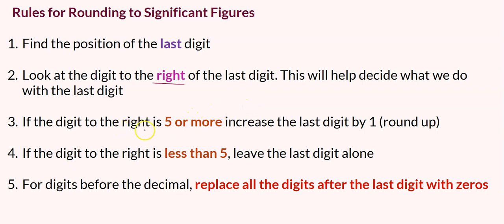If the digit to the right is 5 or more, we have to increase the last digit by 1, which we also call rounding up. But if the digit is less than 5, we have to leave the digit alone. Now here's an important point to make. For all digits before the decimal, we must replace the digits after the last digit with zeros. This may sound all confusing and a bunch of words, so let's go ahead and try to apply these rules to some real numbers, and we'll see how this works.